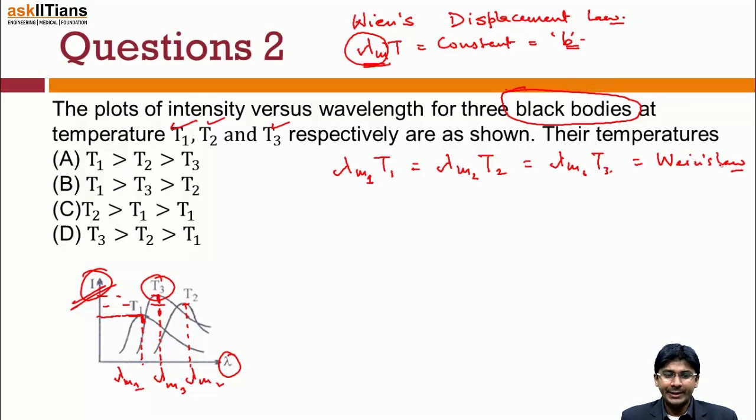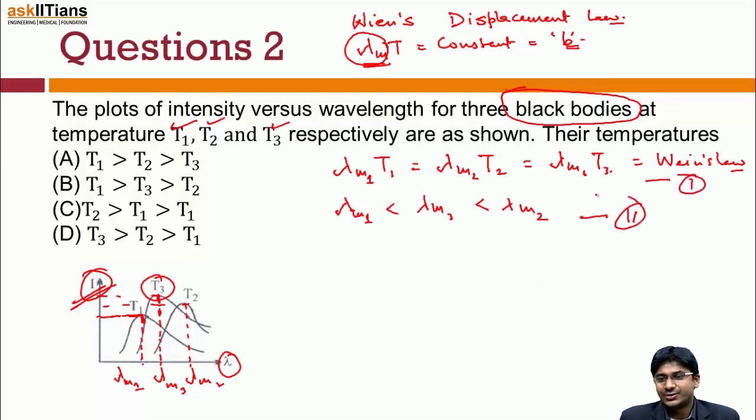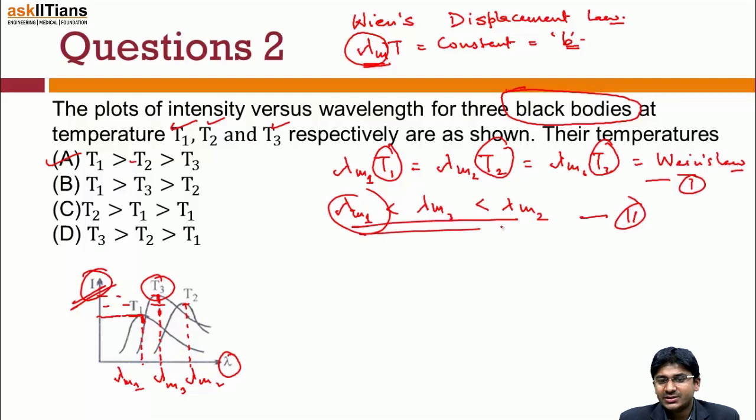Now if you look at the figure, what you have here is that lambda m1 is less than lambda m3, which is less than lambda m2. So this is the second equation, and this is the first equation, and you have to find the relation between the temperatures. Looking at the figure, multiplying this with T1, this one with T2 and this one with T3, this inequality becomes equality.